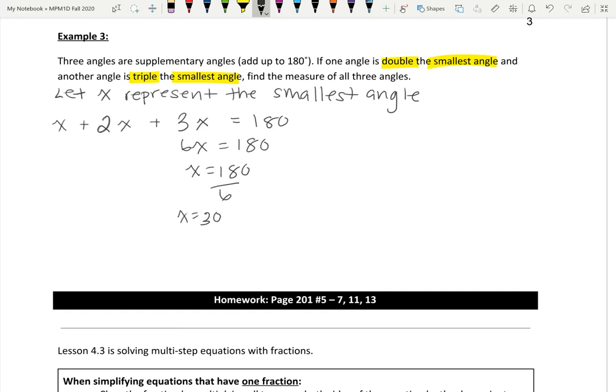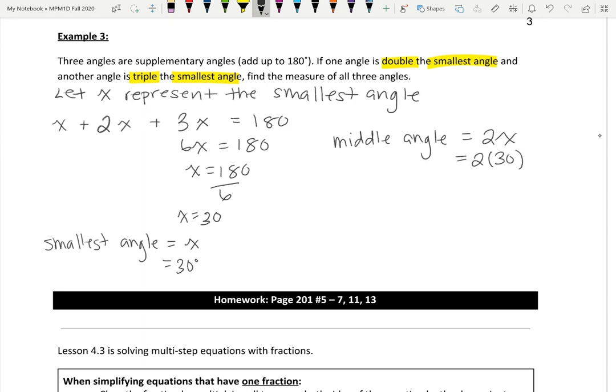Okay, so that means that my smallest angle, which is equal to x, is actually equal to 30 degrees. My middle angle, which is equal to 2x, is actually equal to 2 times 30, which is equal to 60 degrees. And my largest angle, 3x, is actually 3 times 30, which is 90 degrees.